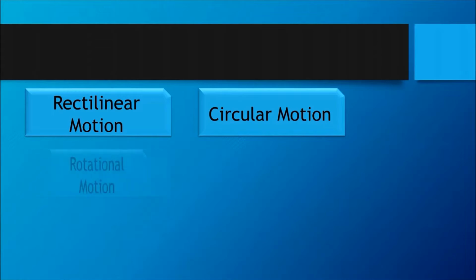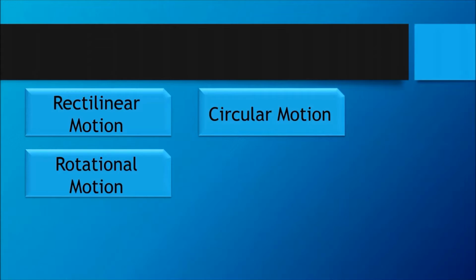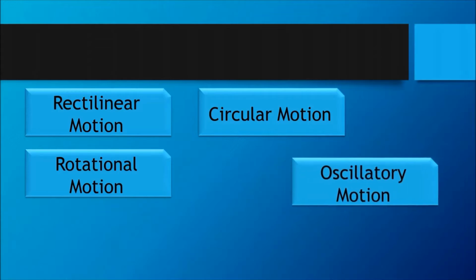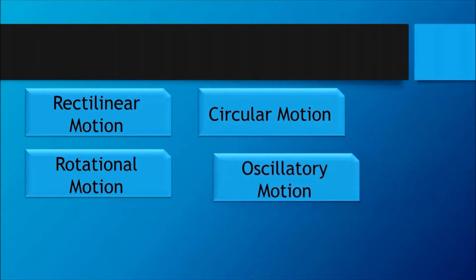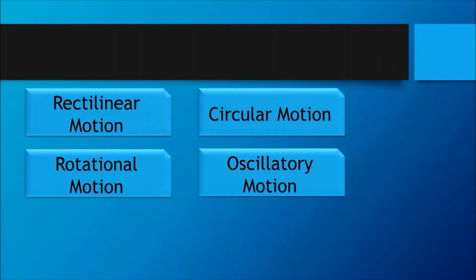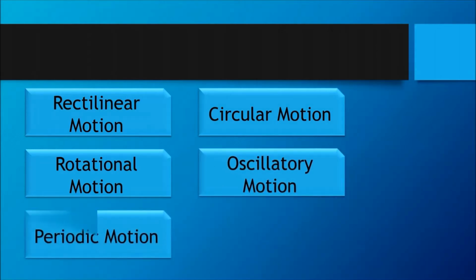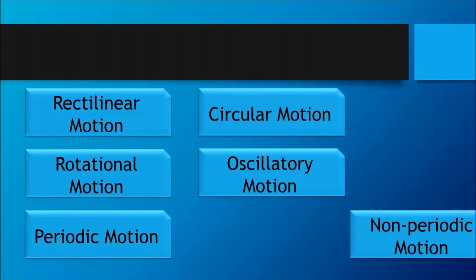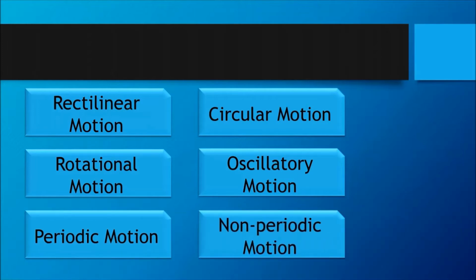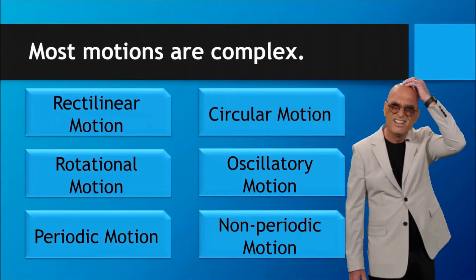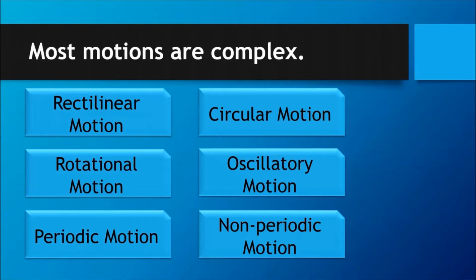Motion can be around a fixed axis, or can be to and fro or vibrational. Motion which repeats itself after fixed interval and motion which does not. There are so many situations in our daily life where motion involves a combination of these, thus makes most motions complex.